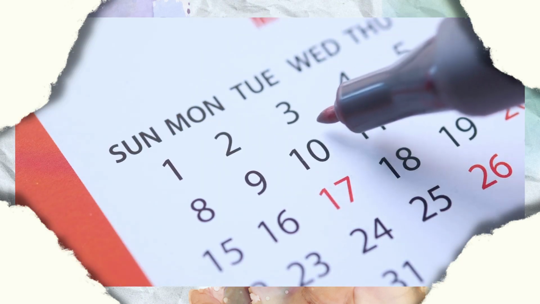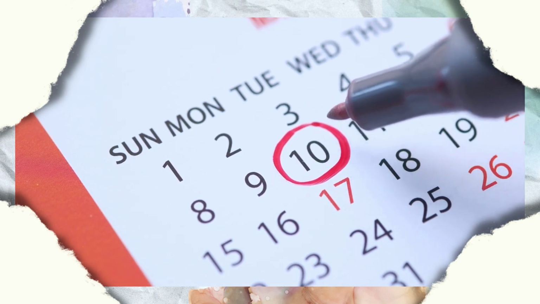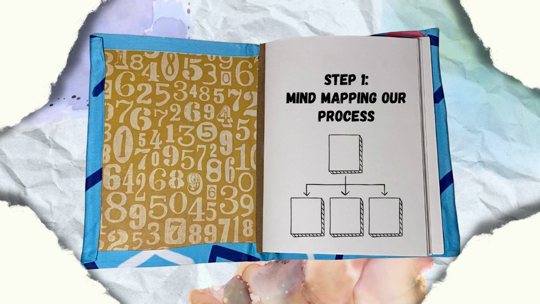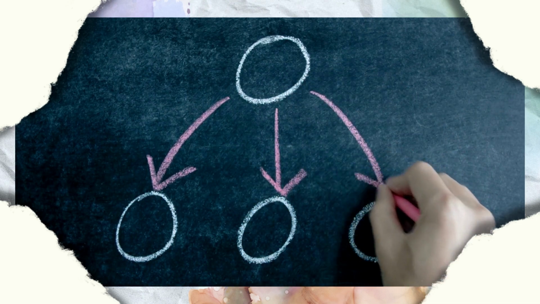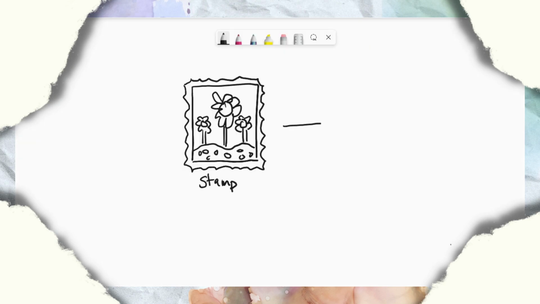So let's use our research to develop our checklist in only 2 main steps. Step 1, mind mapping our process. Mind maps are a useful type of graphic organizer that takes our main goal and breaks it apart into specific and smaller details. So in our example, our goal is to make this artwork, obviously.